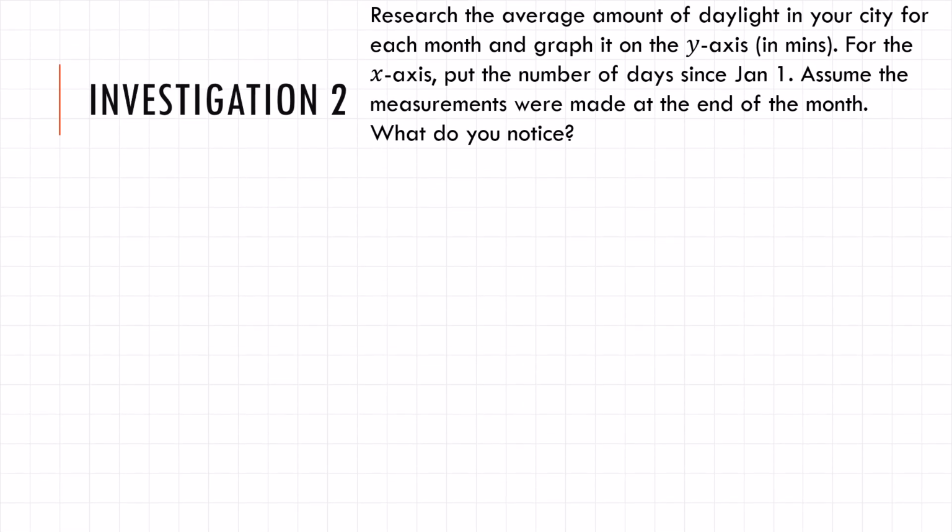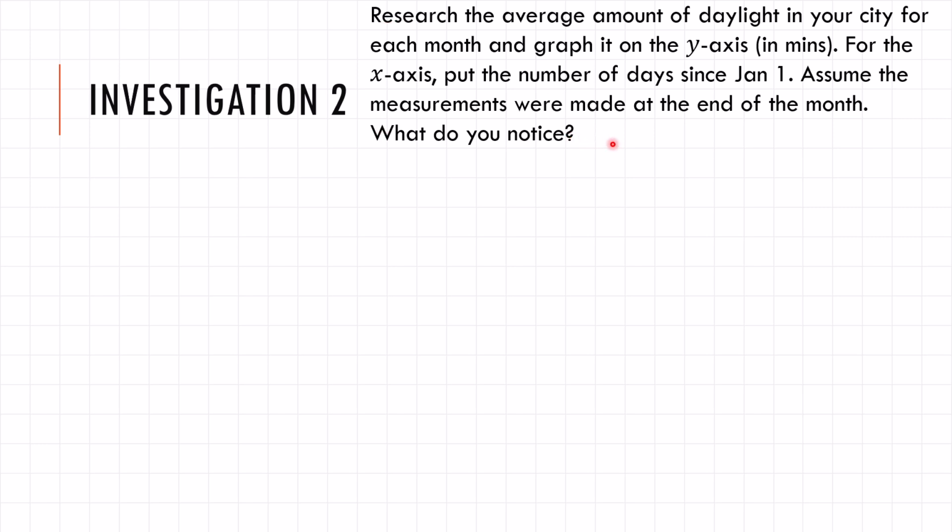In this next investigation, you can go ahead and research the average amount of daylight in your city for each month and graph that, putting the amount of daylight in minutes on the y axis, and for the x axis, the number of days since January 1st. If throughout your research you only find it per month, then just assume the measurements were made at the end of the month. And once you've graphed that, take a look and see what you notice.